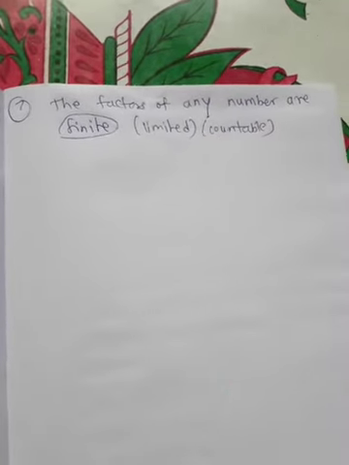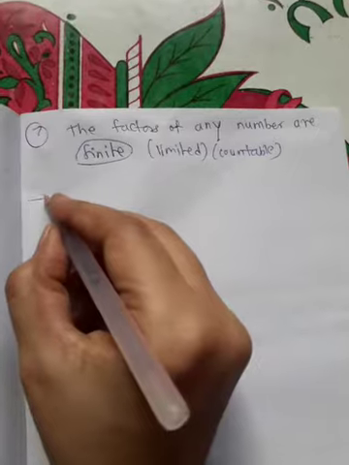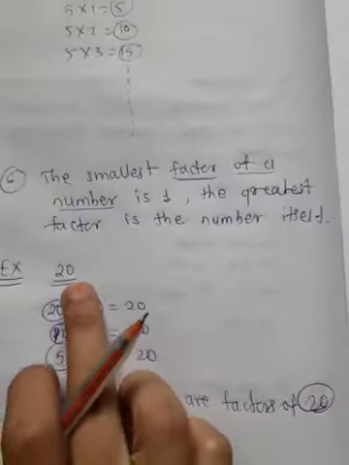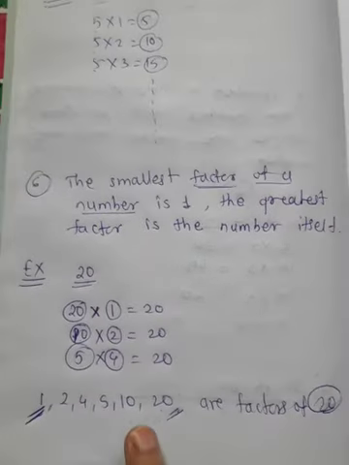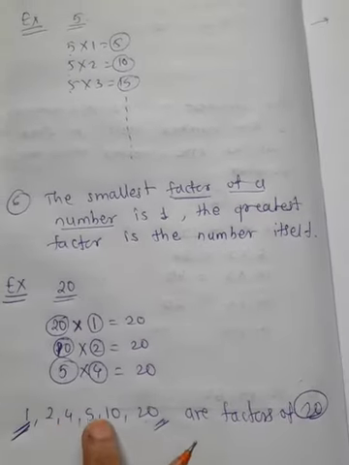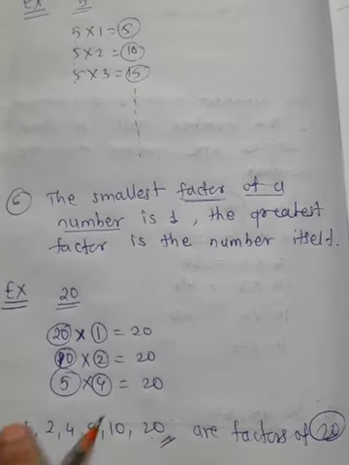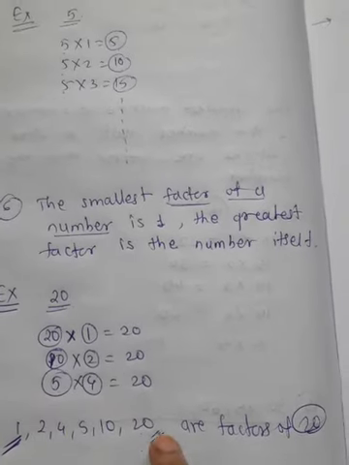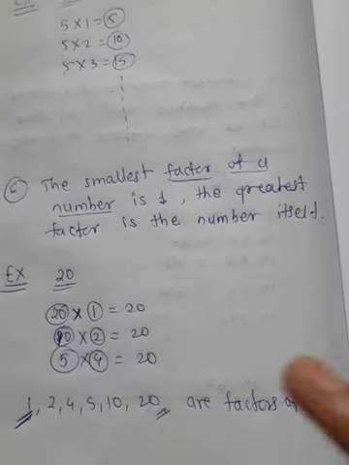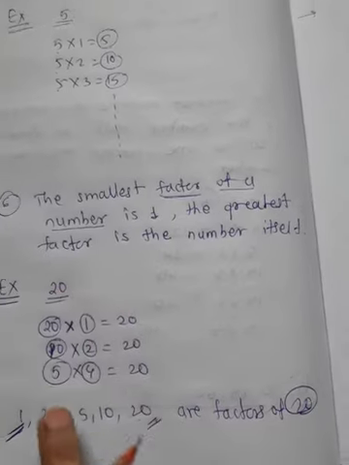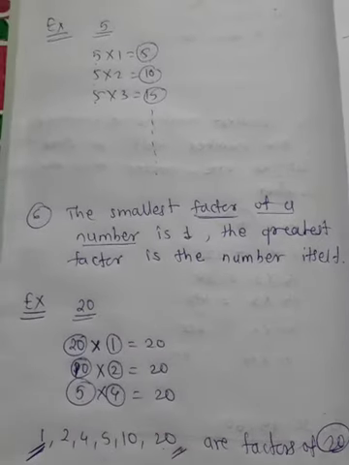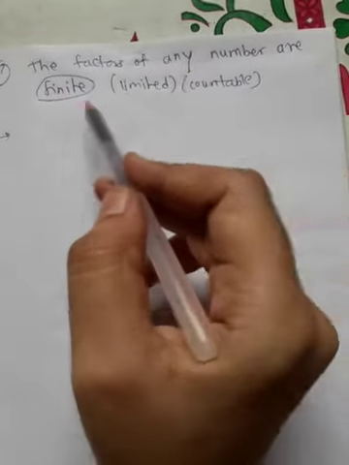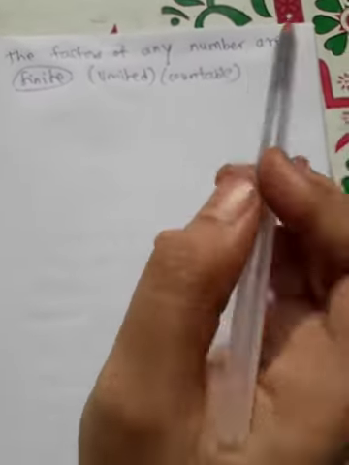Okay, to prove this property, we consider the previous example. Here we have found the factors of 20. See, how many factors are there? 1, 2, 3, 4, 5, 6. So there are only 6 factors for 20, and 6 means there are limited or finite factors. So if you find the factors of any number, they are in limited quantity. By the previous example we can say that the factors of any number are finite, limited or countable.